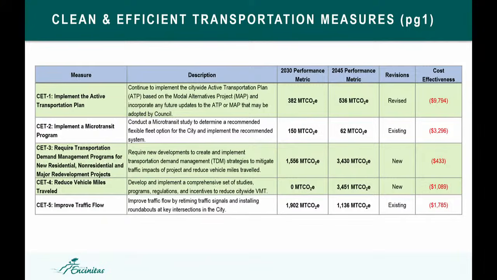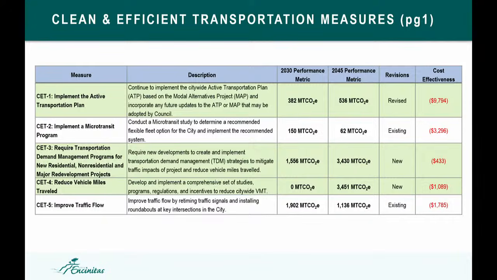And so the new proposed performance metric for this measure, based on what the city is currently budgeting for bike and pedestrian projects and what grants the city has historically received for those same projects, staff determined that by 2045, the entire modal alternatives project would be able to be implemented, which is about 45% of ATP projects. And this measure also calls for incorporating any future updates made to the ATP or MAP that may be adopted by City Council at a later date.